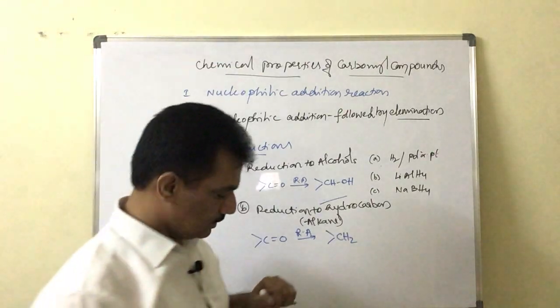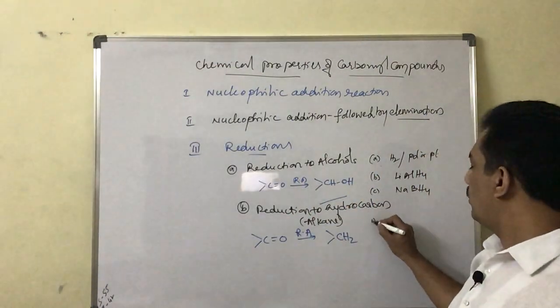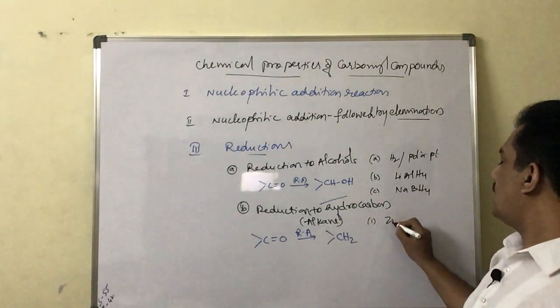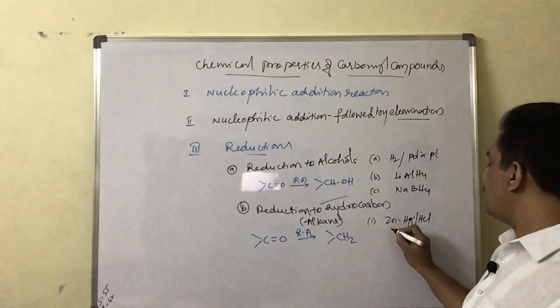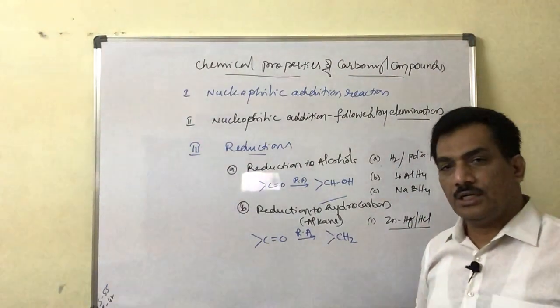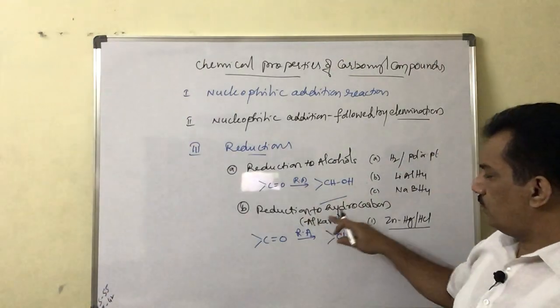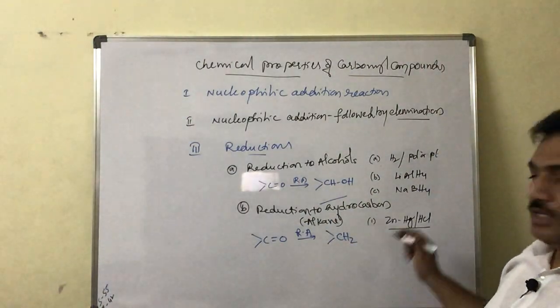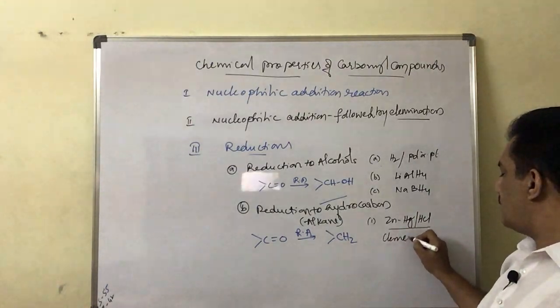And the first reagent used for this reduction is zinc amalgam in the presence of HCl. When this is the reagent used for the reduction of a carbonyl group to alkane, the reaction is known as Clemmensen's reduction.